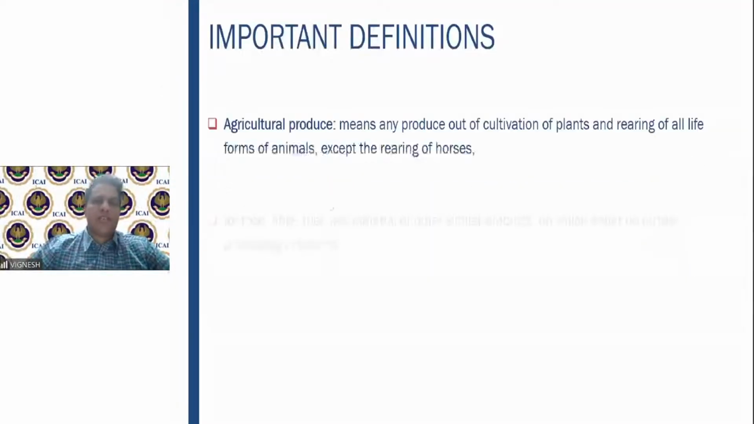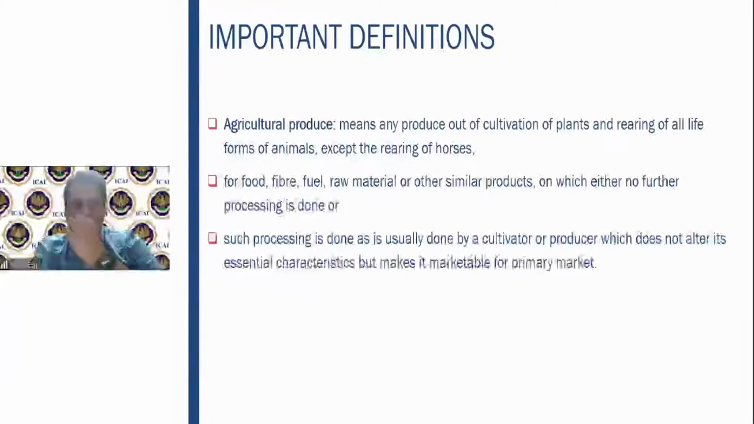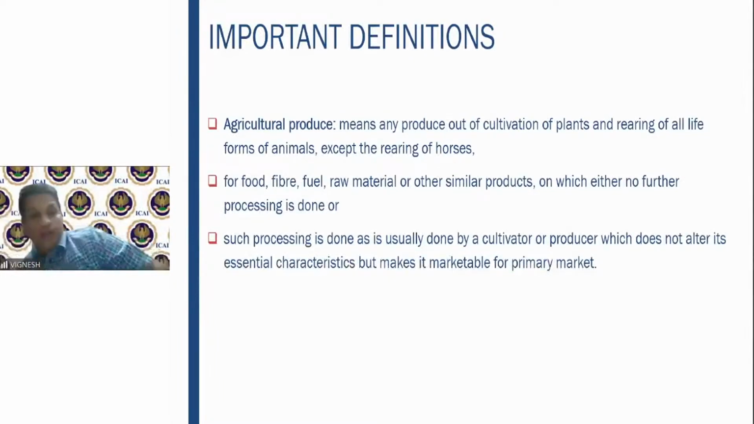Coming to the definition of agricultural produce. Agricultural services are exempt in income tax also, and exempt in GST also. So what is agricultural produce? It means produce out of cultivation of plants and rearing of life forms of animals, except the rearing of horses. That is not covered here. Rearing of horses is not an agricultural activity.